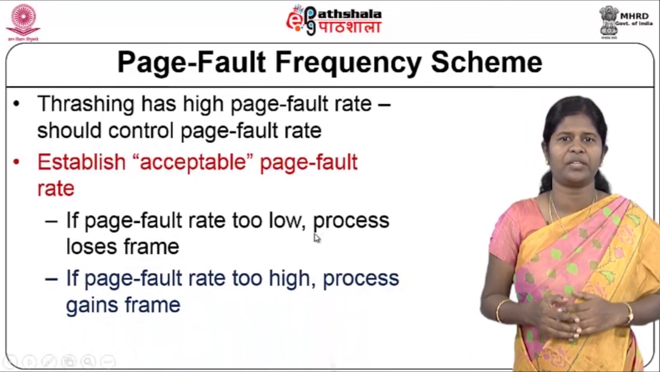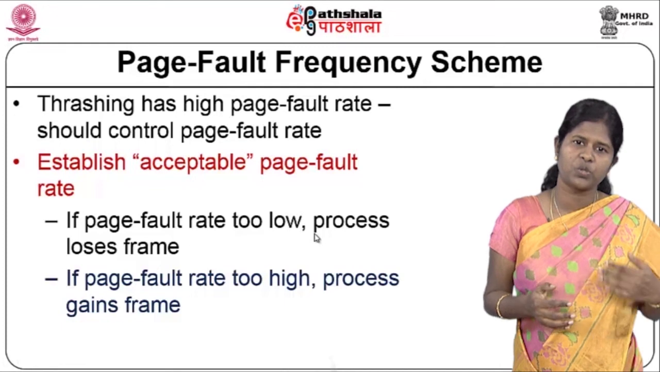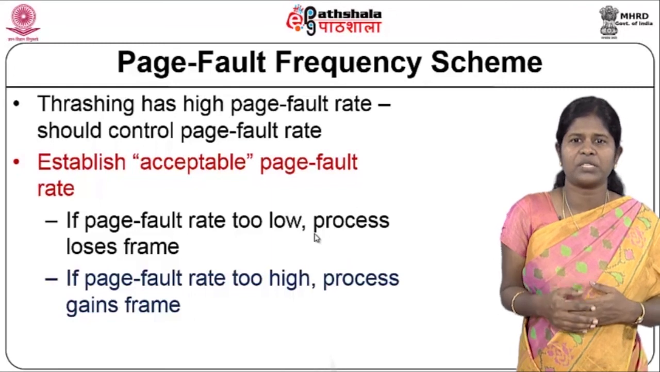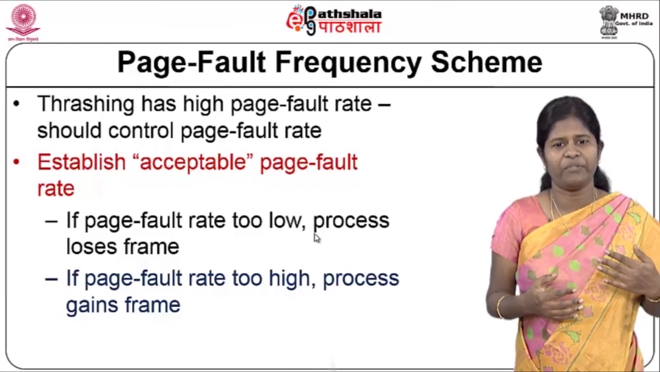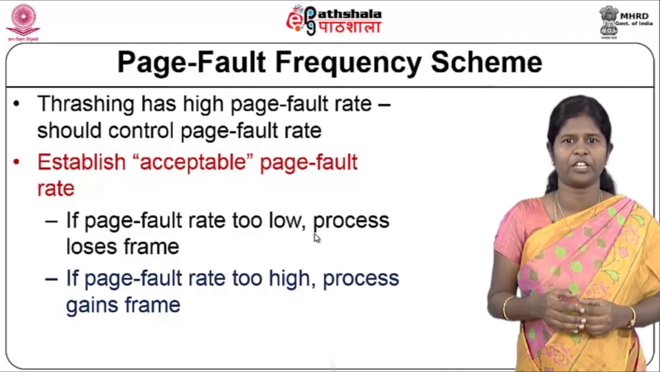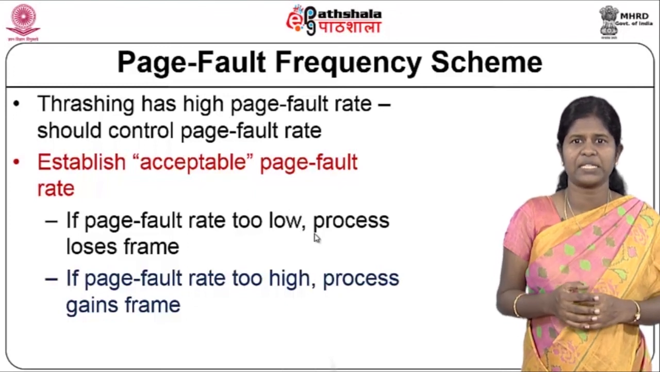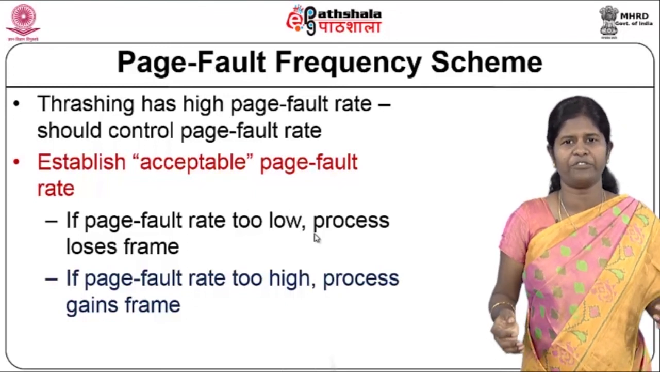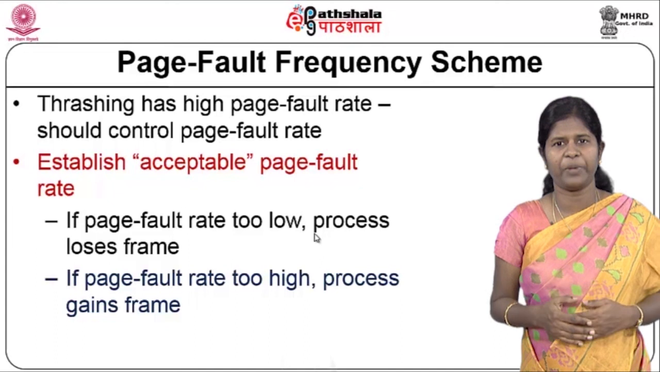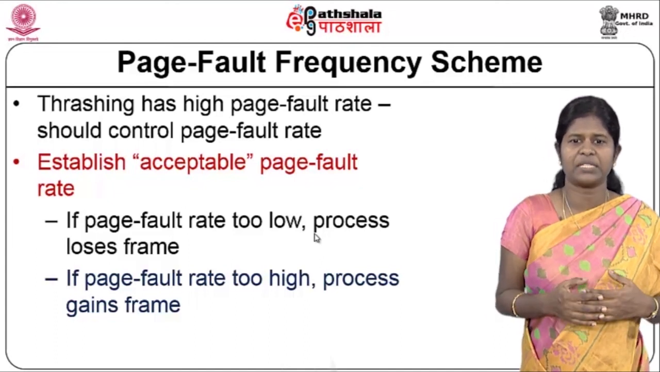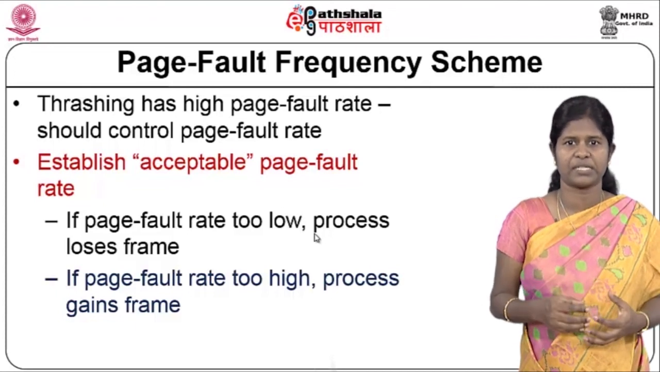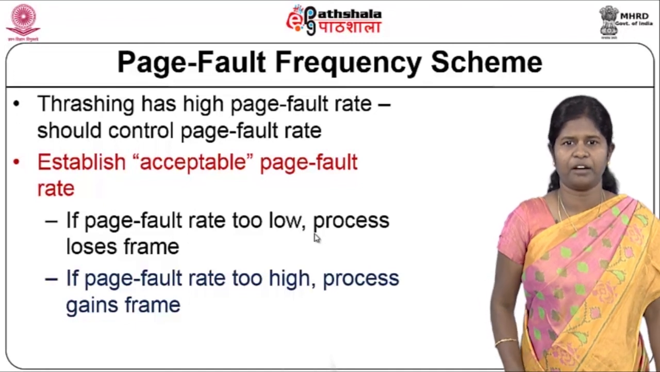You just keep measuring the page fault rate, and if the page fault rate is too low, meaning there are very few page faults, then the process will lose a frame. If the page fault rate is too high, the process will gain a frame. If for a particular process the page fault rate is very low, it has more frames than it needs, and hence you can remove frames from that process. But if the page fault rate is very high, the process has fewer frames than it needs, and hence it can gain a frame.